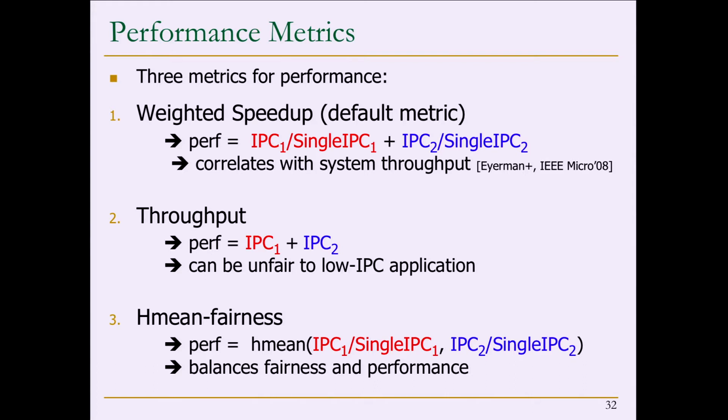So people developed other metrics that take into account the baseline performance of an application in a normalized way. So this is one metric. It's called weighted speedup.